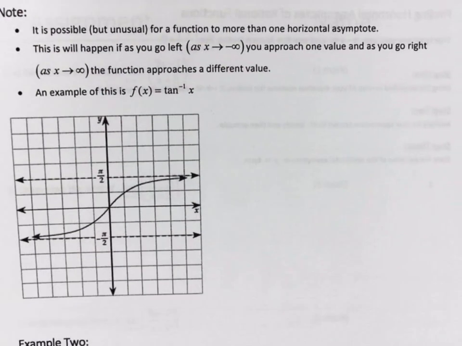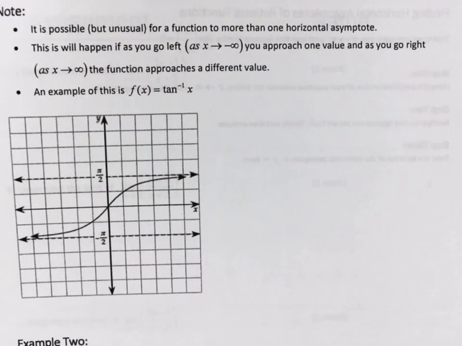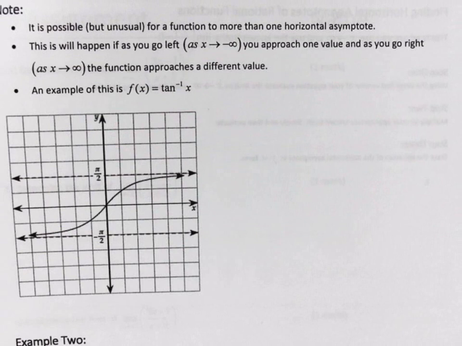Okay. Some things you need to pay attention to. It's possible, but unusual, for a function to have more than one horizontal asymptote. It will happen if, as you look at negative infinity, it's approaching a value, and at positive infinity it's approaching a different value. So we could actually have 2 horizontal asymptotes. It doesn't really happen that much, but the inverse of the tan graph, where the x's and the y's have been flipped, has 2 asymptotes.